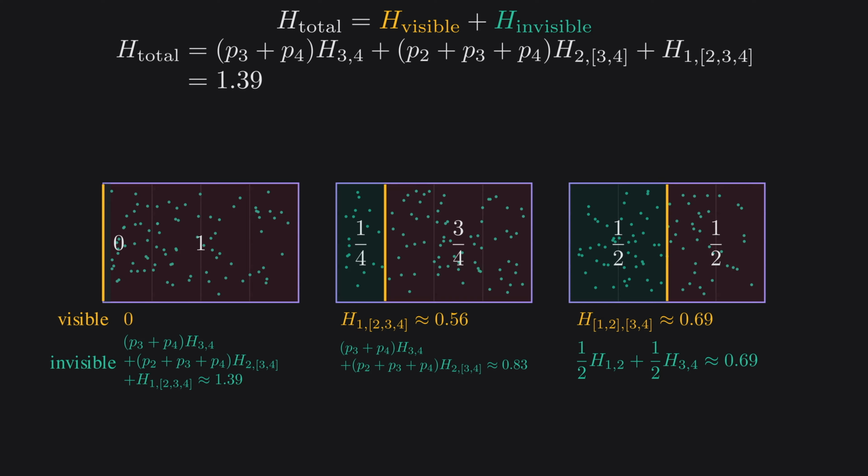Across all three cases, the total entropy stays the same, but the allocation differs. We obtain the most information when dividing the system into equal halves, and we obtain no information when dividing the system into 0 and 1. This should match our intuition.